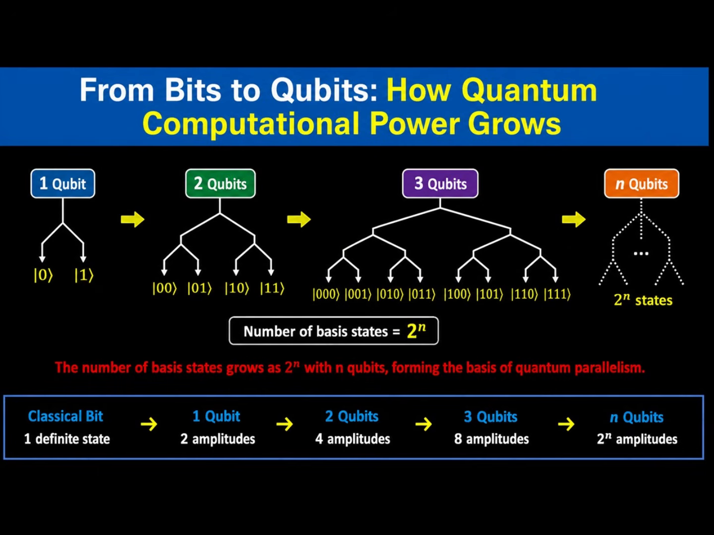This slide shows how quantum computational power grows from bits to qubits. A classical bit has one definite state at a time, either 0 or 1. One qubit has two basis state amplitudes. 2 qubits have 4 amplitudes. 3 qubits have 8 amplitudes. In general, n qubits have 2^n basis state amplitudes. So, the quantum state space grows exponentially with the number of qubits. This is the basic idea behind quantum parallelism.